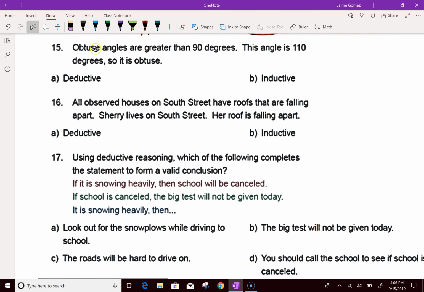The next one. Obtuse angles are greater than 90. This angle is 110 degrees, so it is obtuse. Number 15. Well, are obtuse angles greater than 90 degrees? Are they? Yes, they are. So if you have an angle that's 110, can you call it obtuse? Can you prove it? Yes, because that means it's greater than 90. That's what obtuse angles are. They're greater than 90 and less than 180.